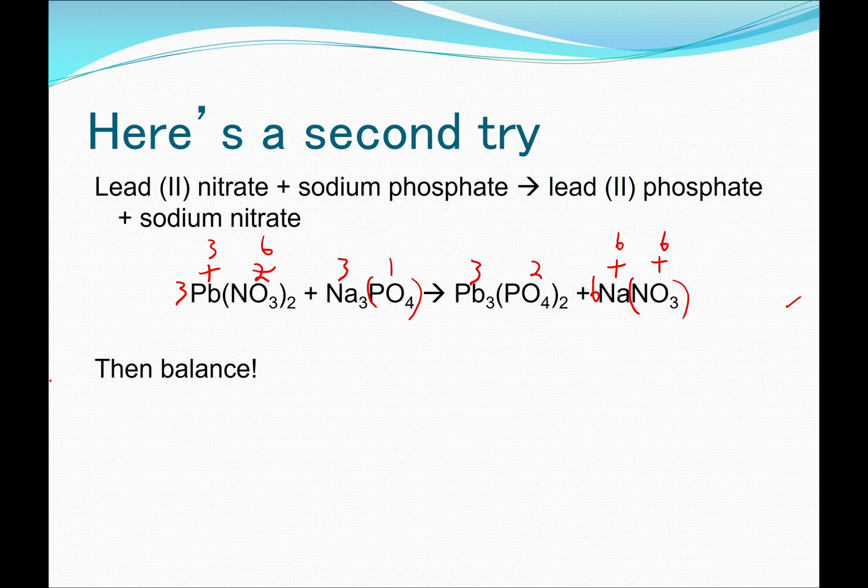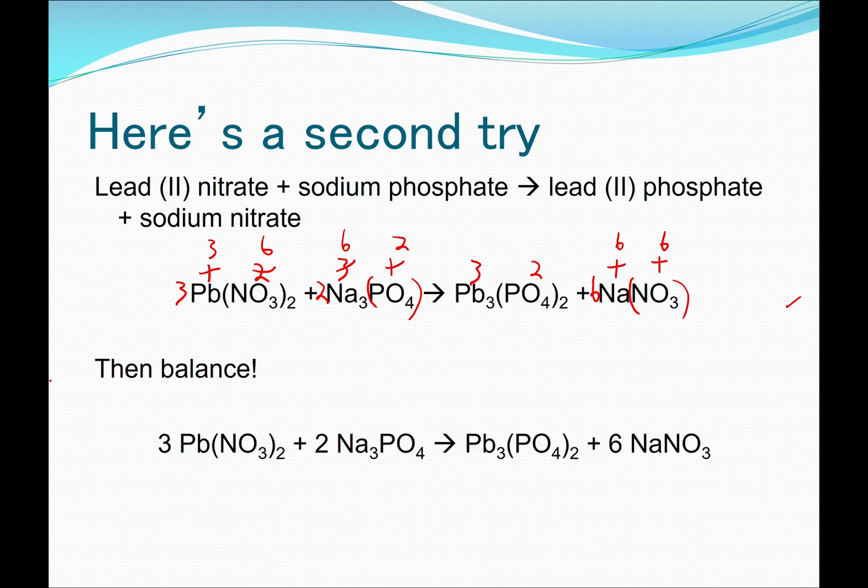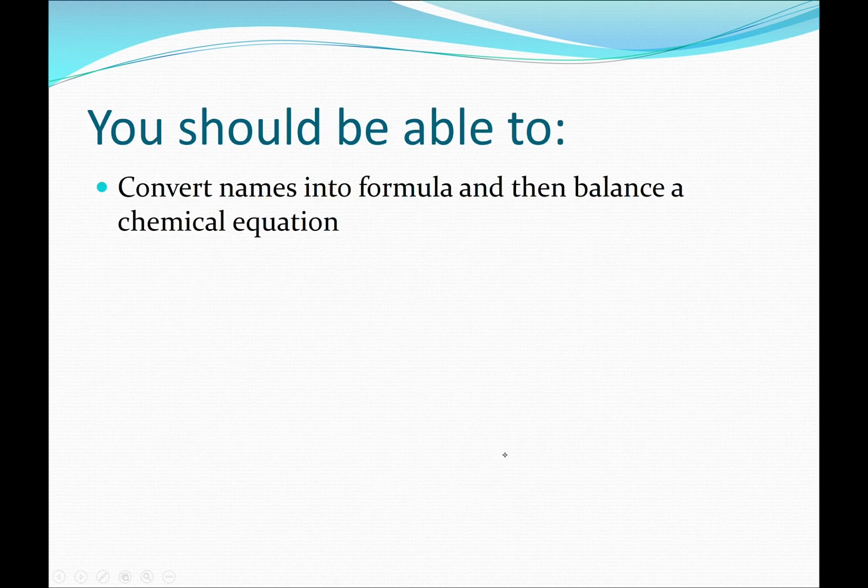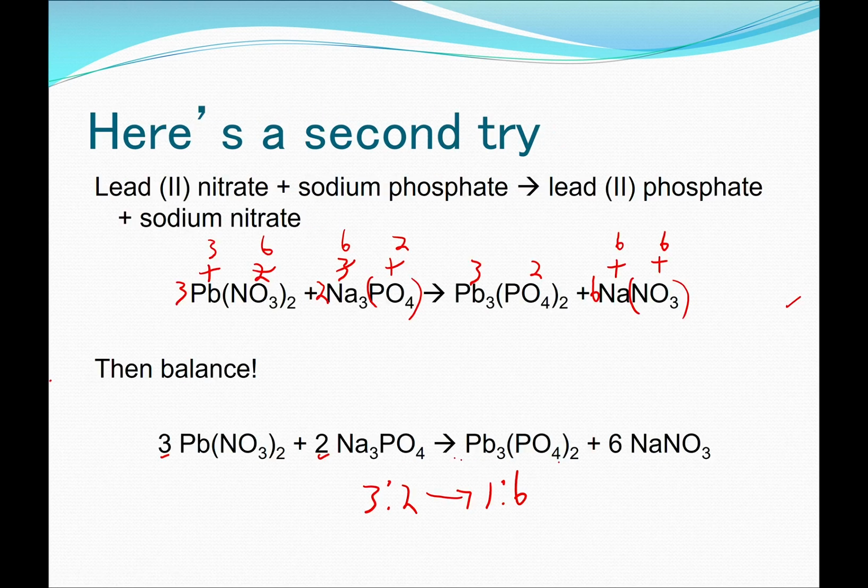I'm going to go with the sodium. 6 sodium on the right. There's currently 3 on the left-hand side. I'm going to put a 2 here. This becomes a 6. This becomes a 2. And our phosphates will balance, 2 and 2. So our mole ratio becomes 3 to 2 yields 1 to 6. And those are just the coefficients in front of each species. Remember, if it's blank, we assume it's a 1.